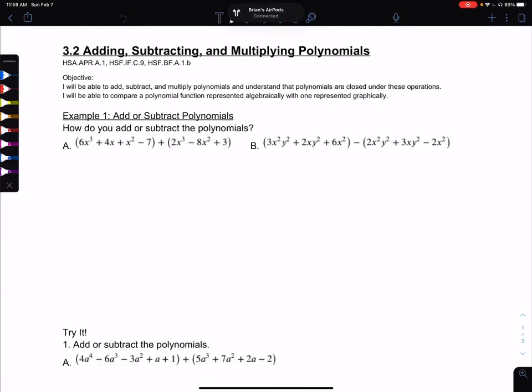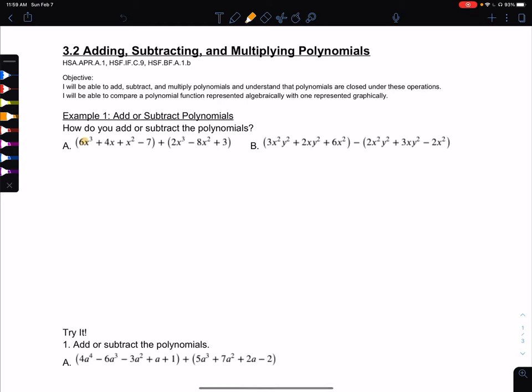In this video, we're going to look at example 1 from section 3.2, where we're going to add and subtract polynomials. So we're asked, how do you add or subtract polynomials? And really, all I want to point out here is that we're looking for like terms to combine these. Right? And like terms means that they have the same base and the same exponent.